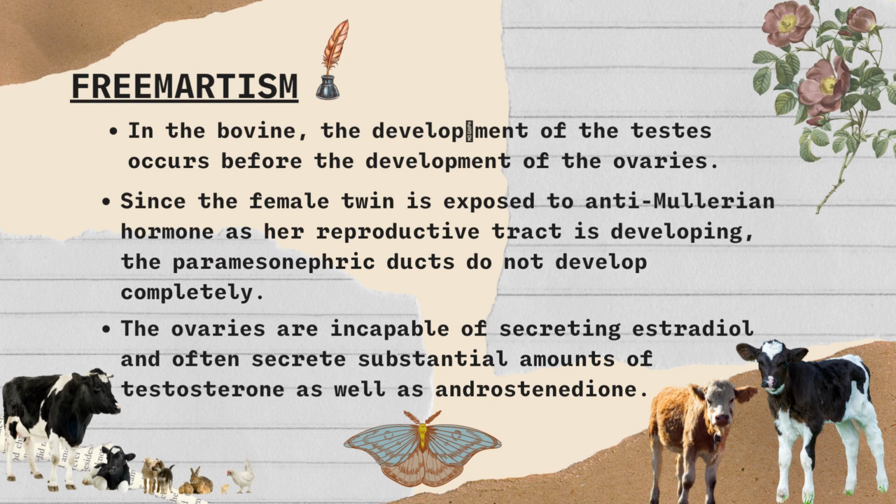As we now know, the testes secrete a substance called anti-Mullerian hormone. This hormone inhibits the growth of the paramesonephric ducts or the Mullerian ducts. Since the female twin is exposed to anti-Mullerian hormone as her reproductive tract is developing, the paramesonephric ducts do not develop completely. This incomplete development results in reproductive tracts that are blind, and canalization of the tract, or the formation of a canal or lumen, is not complete.